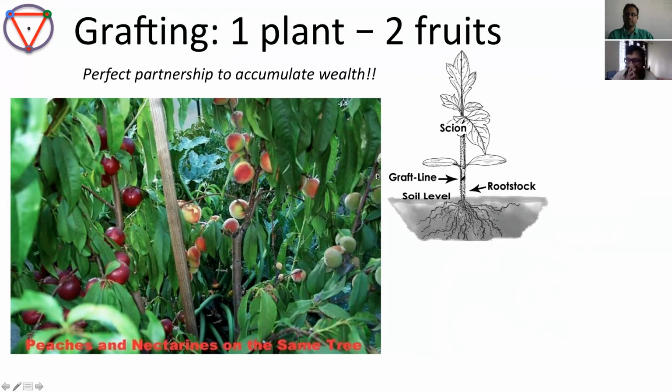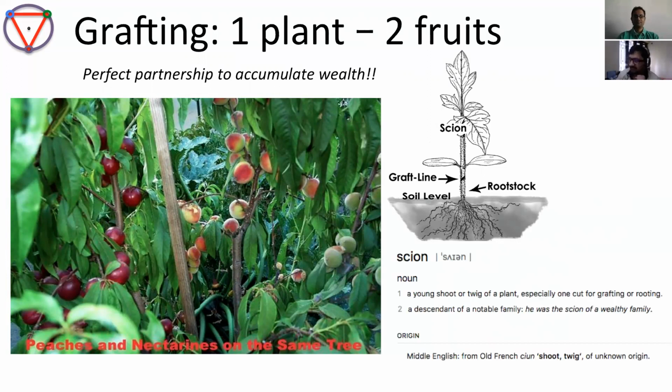So literally you are supporting the scion to grow. That's one. And interestingly, if you look at what scion means, it not only means a young shoot or twig of a plant, especially one cut for grafting or rooting, it also means a descendant of a notable family. He was a scion of a wealthy family. So again, it's showing the family themes, the family lineage coming into play here.